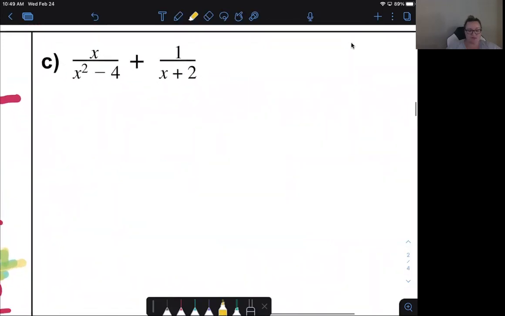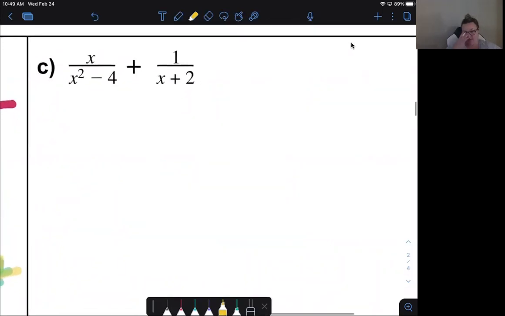So why don't you try doing part C all on your own? So remember, you need to factor everything you can factor, find your LCD, multiply by what each denominator is missing, and then simplify. Factor again, simplify further, state your restrictions, all that good stuff. All right, good luck with this problem.